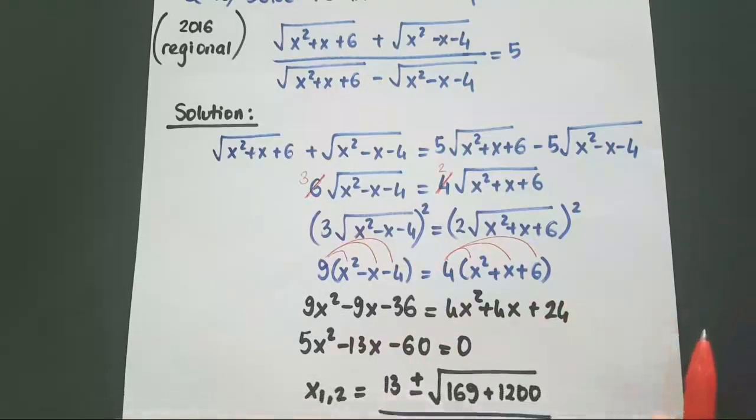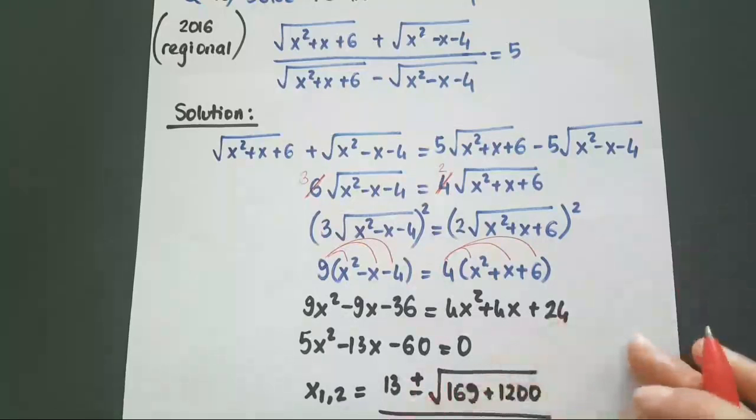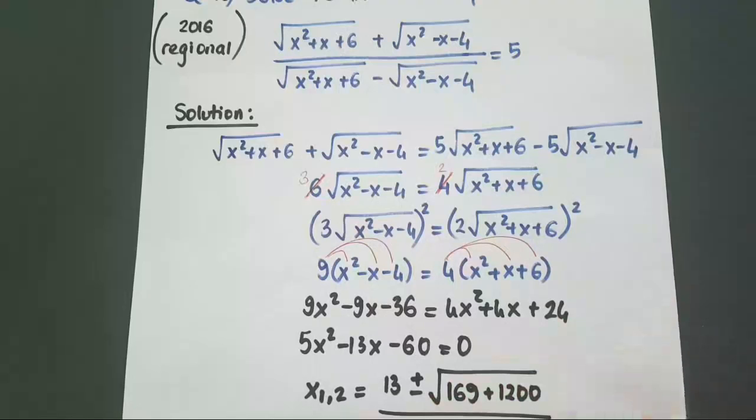And by the quadratic formula, 13 plus or minus the square root of 169 plus 1200. By the way, I got this by calculator. 169 plus 1200 gives us 1369, whose square root is 37. So 13 plus or minus 37 over 10 are the solutions of the problem. If you solve it with plus, it will be 5. If you solve it with minus, it will be negative 12 over 5.